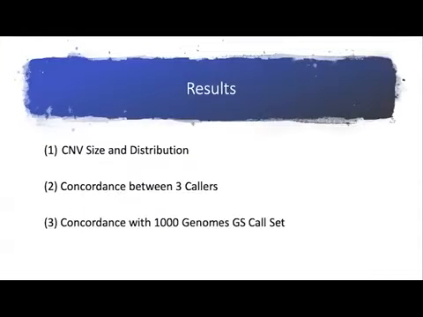I divided my results into 3 sections. First, characterizing the size and distribution of CNVs identified by each tool. 2, concordance between the 3 callers. And 3, concordance with a genome sequencing call set from the 1000 Genomes project.